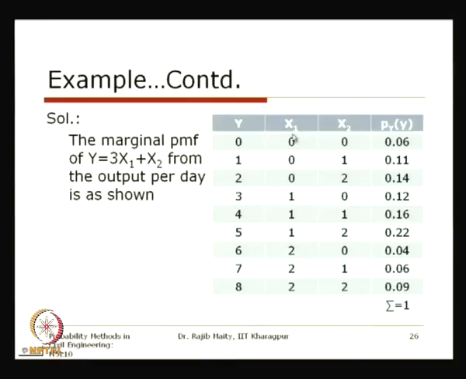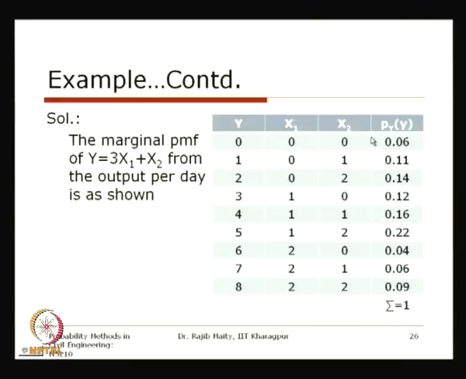And now, if we take the marginal PMF of y one by one, when y equals 0, that means x1 equals 0 and x2 equals 0, we know that their joint density is 0.6. Similarly, for all such combinations of x1 and x2, we know their joint probability and we know the value of y. So, when we are interested to know the marginal distribution of y, we should see these values, that is y equals 0, y equals 1, y equals 2 up to y equals 8, and what is their probability, which is shown in the last column.